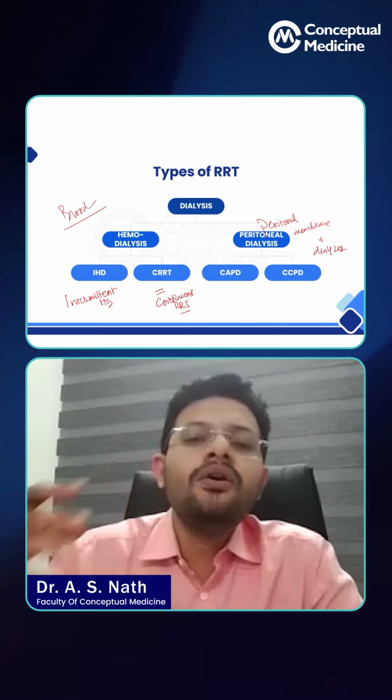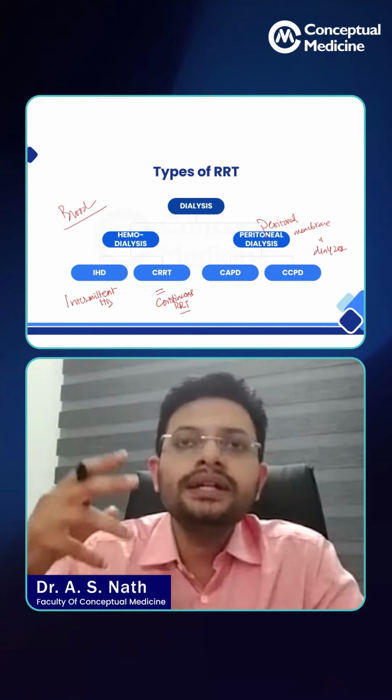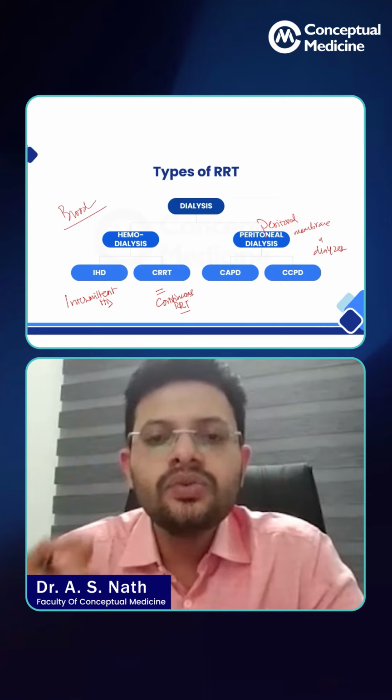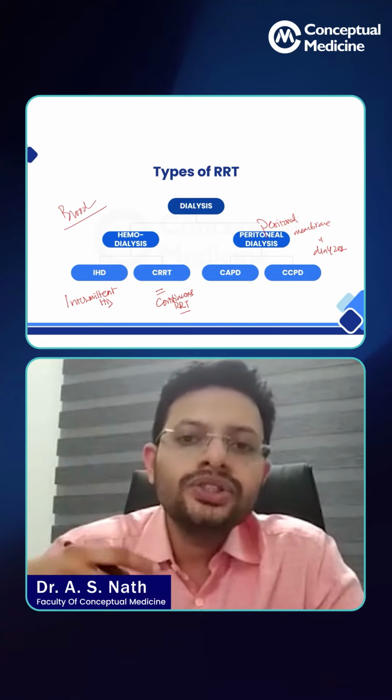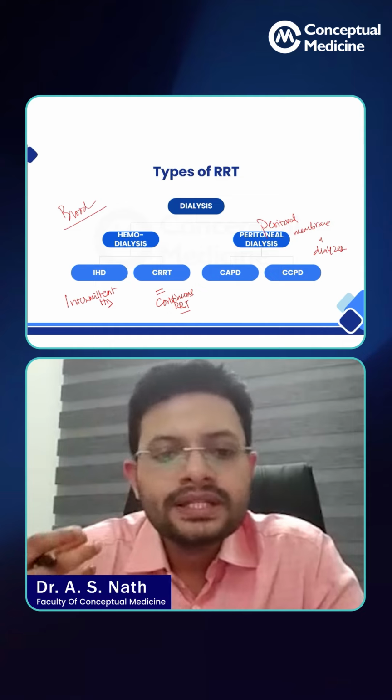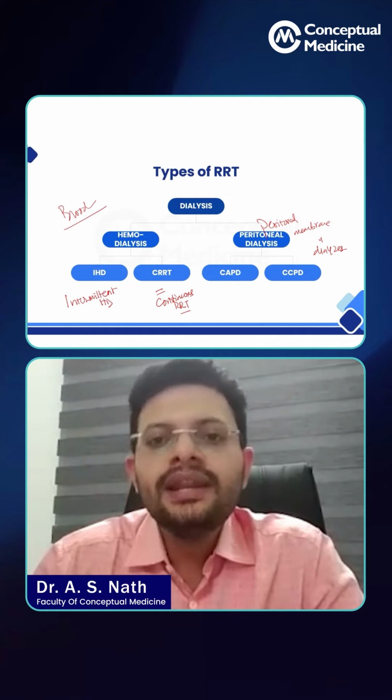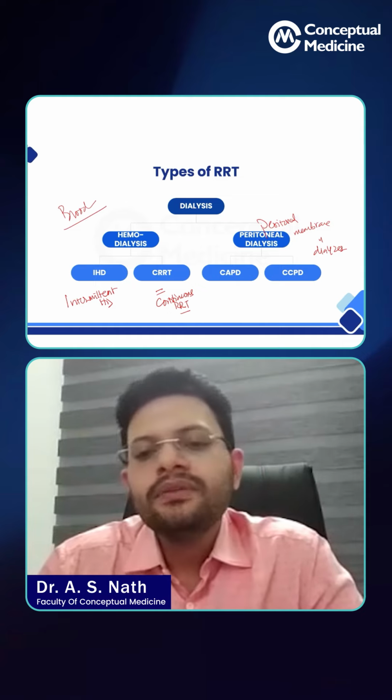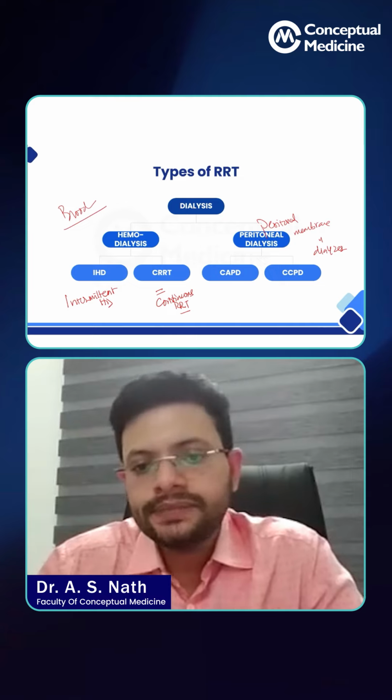So in the setting of acute kidney injury, critically ill patients, patients who are in septic shock or shock of any other etiology, CRRT is the choice in acute kidney injury. Okay, because it is much, much safer for the patient.